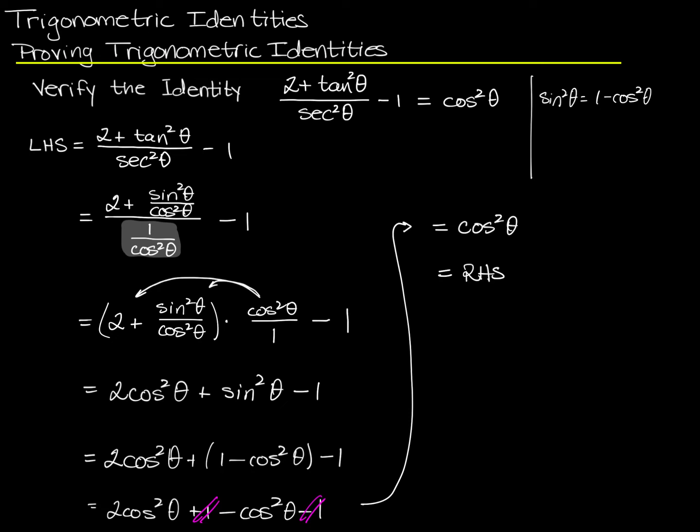This isn't the only substitution I could have made. Down here, instead of sine squared equals 1 minus cosine squared, I could have said cosine squared is 1 minus sine squared, and put parentheses around that and carried on from there. Ultimately, I would have ended up with the same thing.